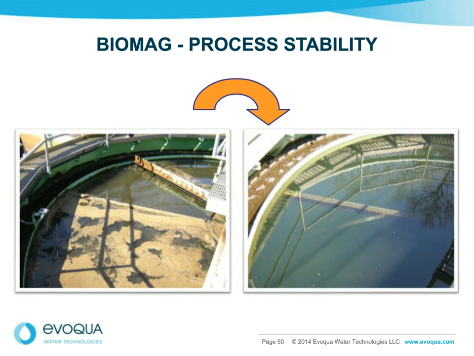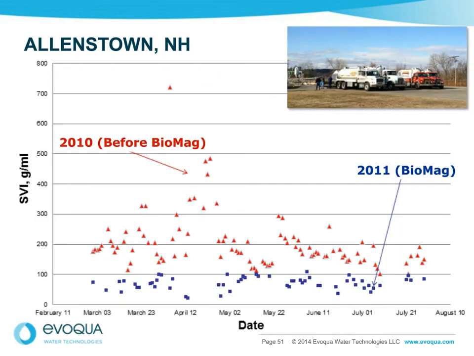And I'll show you a clarifier here, non-ballasted and ballasted, with high-level effluent quality coming off of that clarifier. As an example at ALLENSTOWN, once again overcoming another characteristic of clarifiers, look at the SVIs: very high SVIs at ALLENSTOWN, up to 300 to 500 at times, but once they implemented BIOMAG, very consistently below 100.